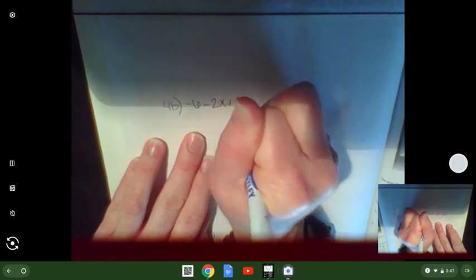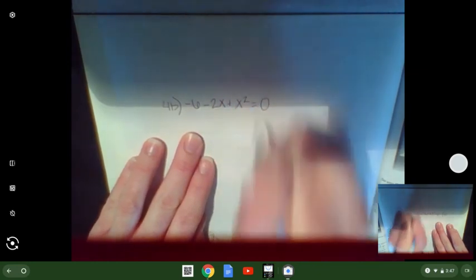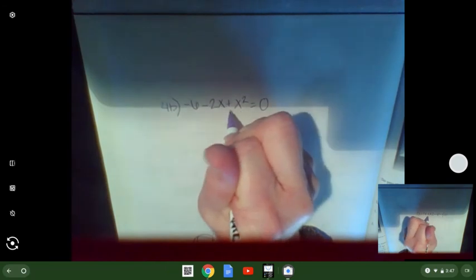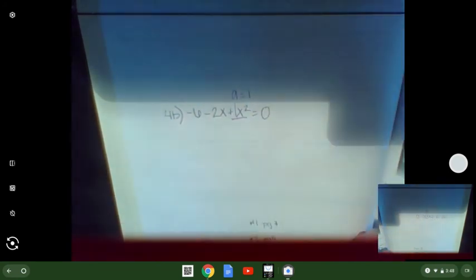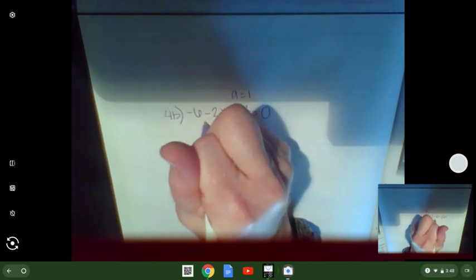There's not a whole lot of room, so I am just going to copy 4B over here on this side: -6 minus 2x plus x squared equals 0. Now, I think this one is a really great one to do, because you notice the order is a little messed up. So remember, a is the number in front of x squared. If I focus on my x squared, no number in front actually means we have a 1 in front. So our a happens to be 1. B is the number that is in front of x.